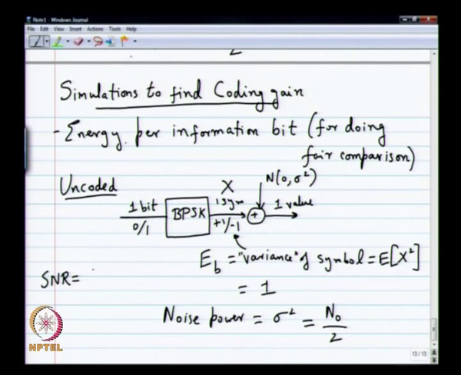If you want to think of SNR for the uncoded case, a good SNR to have is basically energy per symbol. Energy per information bit is the same as energy per symbol. SNR is usually defined as Es by sigma squared. If you want to convert to Eb and N0, this would work out to Eb by N0 over 2. This is a way to think about it, but usually people will think of Es by sigma squared.